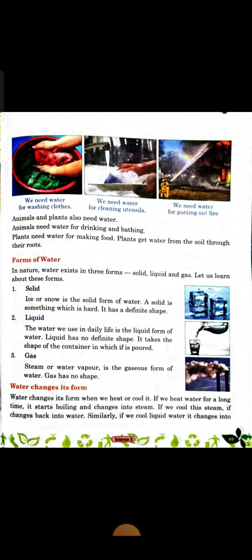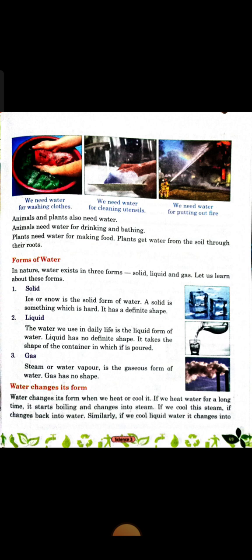Number 1 is solid. Ice or snow is the solid form of water. A solid is something which is hard. It has a definite shape. Whereas liquid, the water we use in daily life, is the liquid form of water. Liquid has no definite shape. It takes the shape of the container in which it is poured. Gas, steam or water vapor is the gaseous form of water. Gas has no shape. So these are the 3 different forms of water.